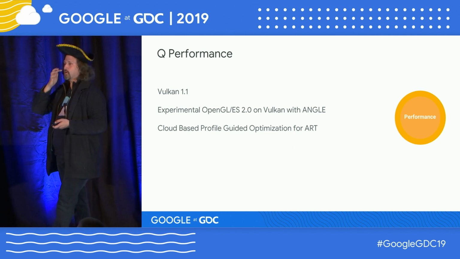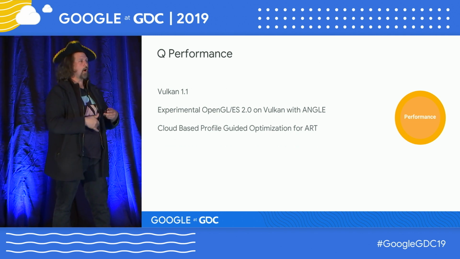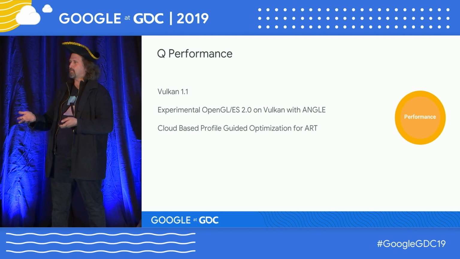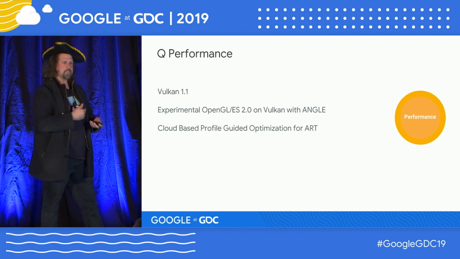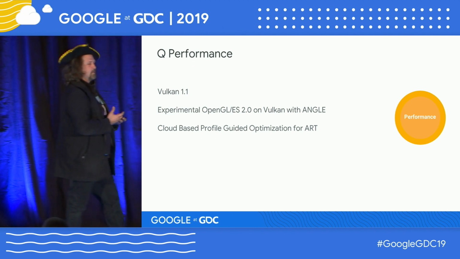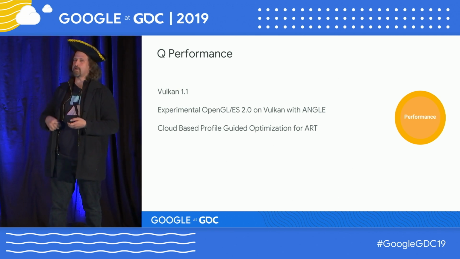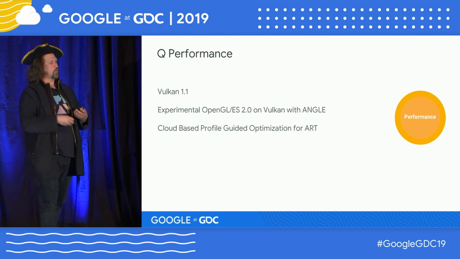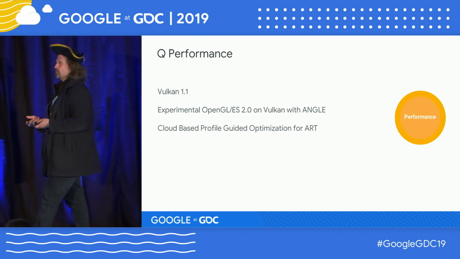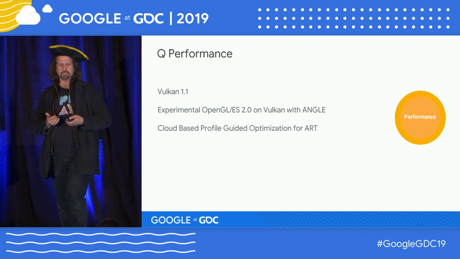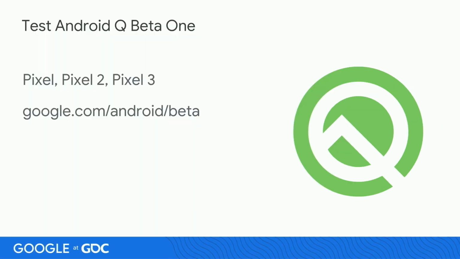And we're also doing this really cool thing in Q called cloud-based profile-guided optimizations for ART. So this means that code that's running inside of managed code on your app will get profiled and optimized more quickly, which of course just means that your users are going to see better performance more quickly. And of course, the best thing you can do is to test your game against the current beta.